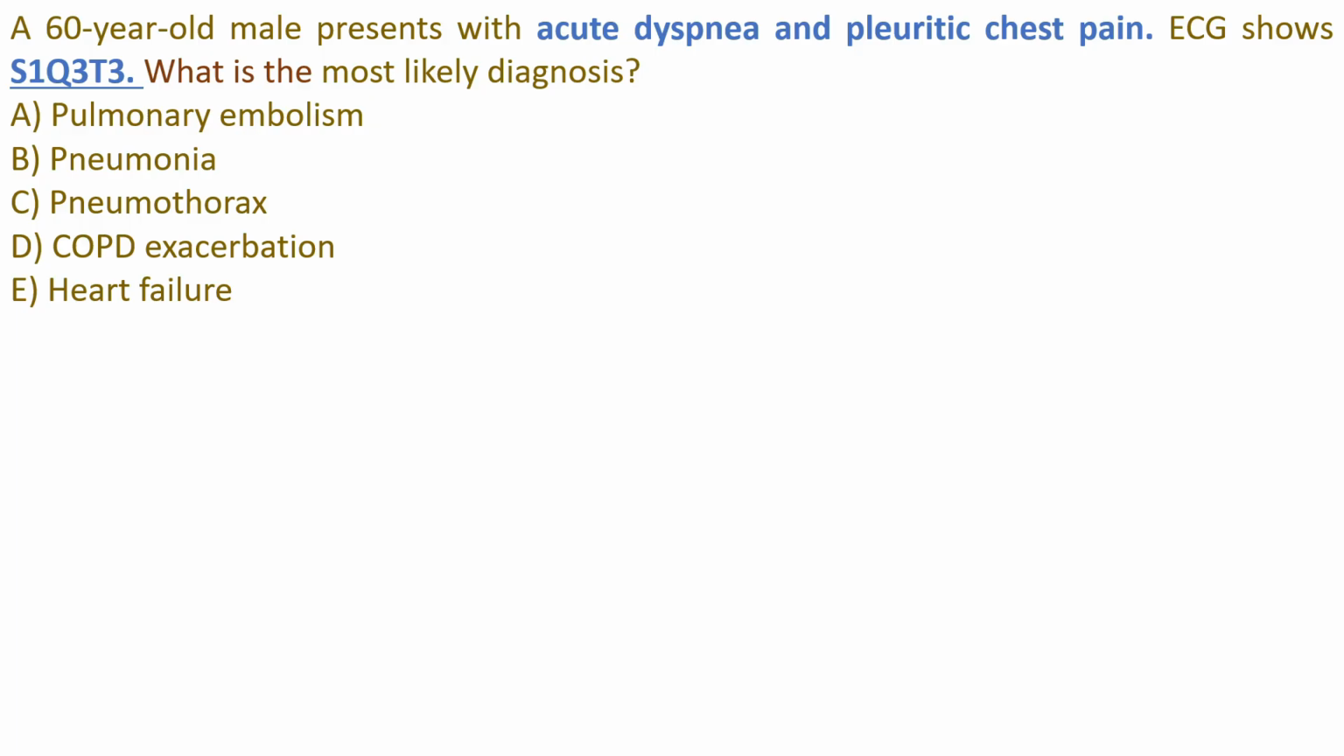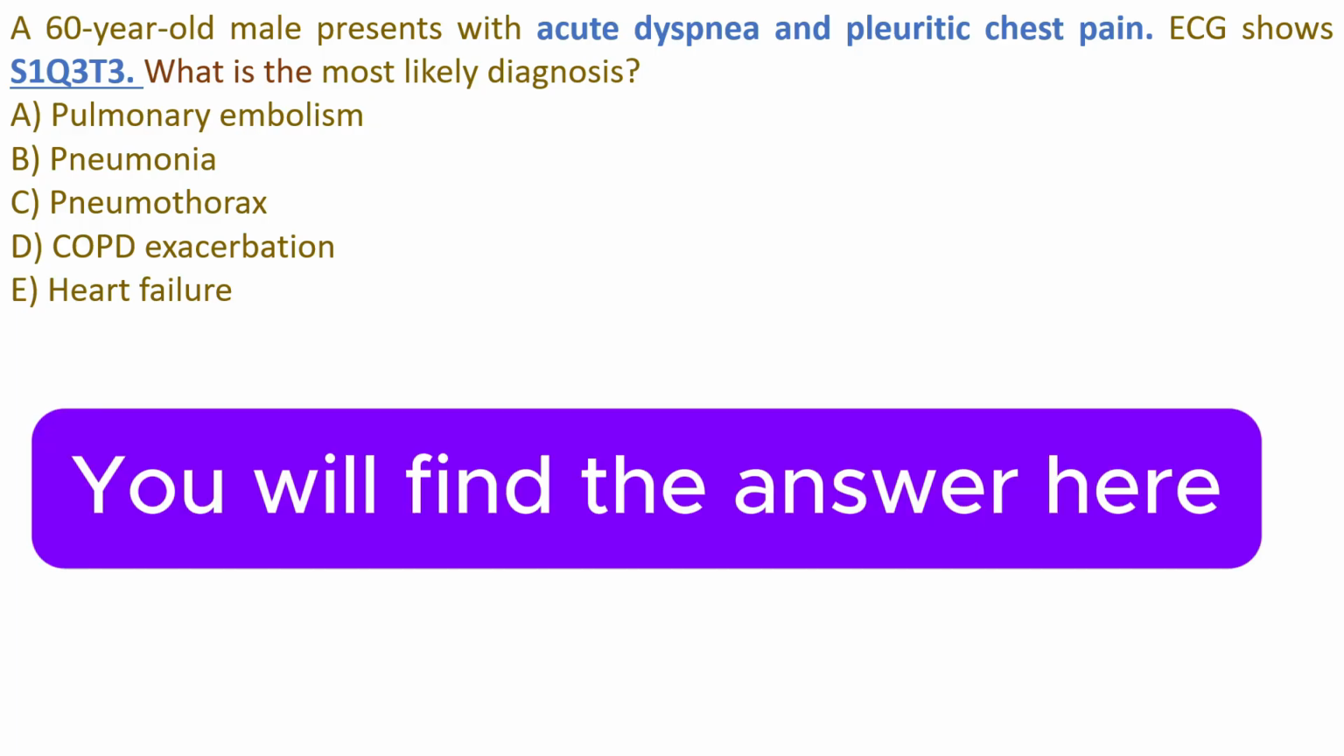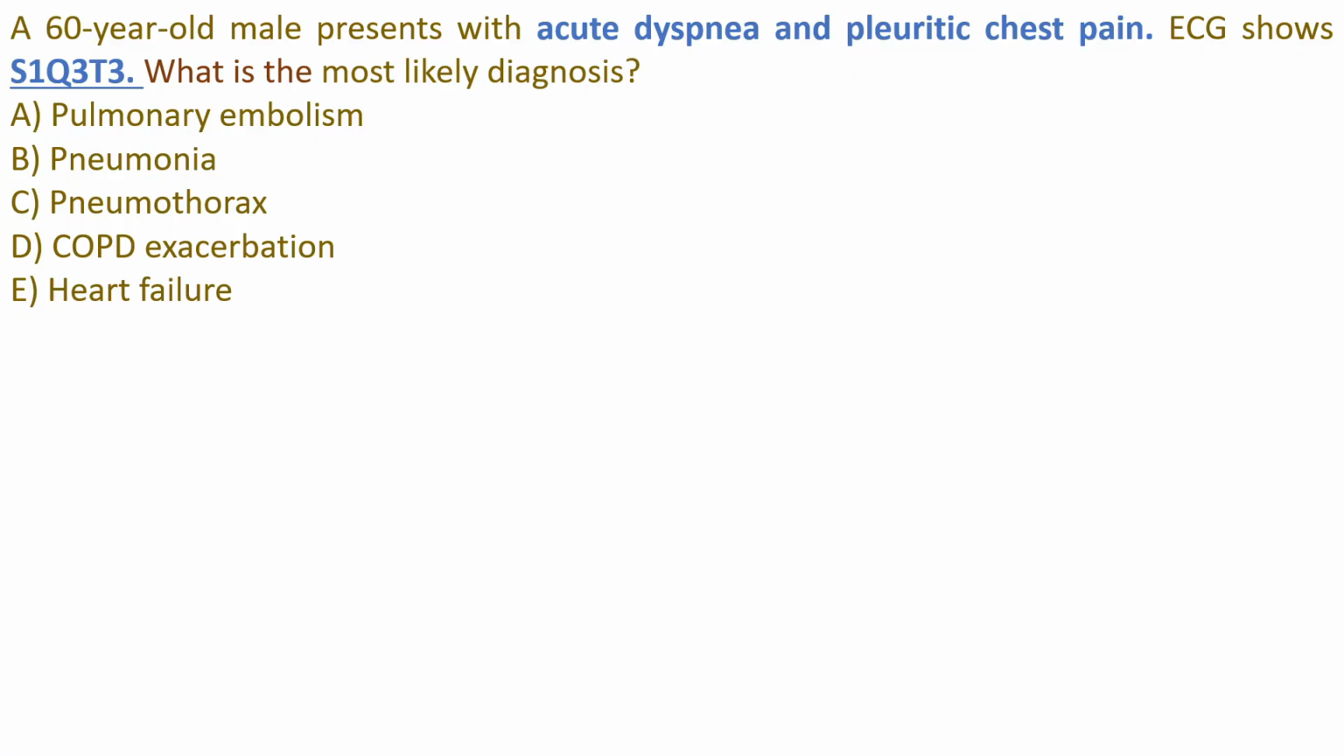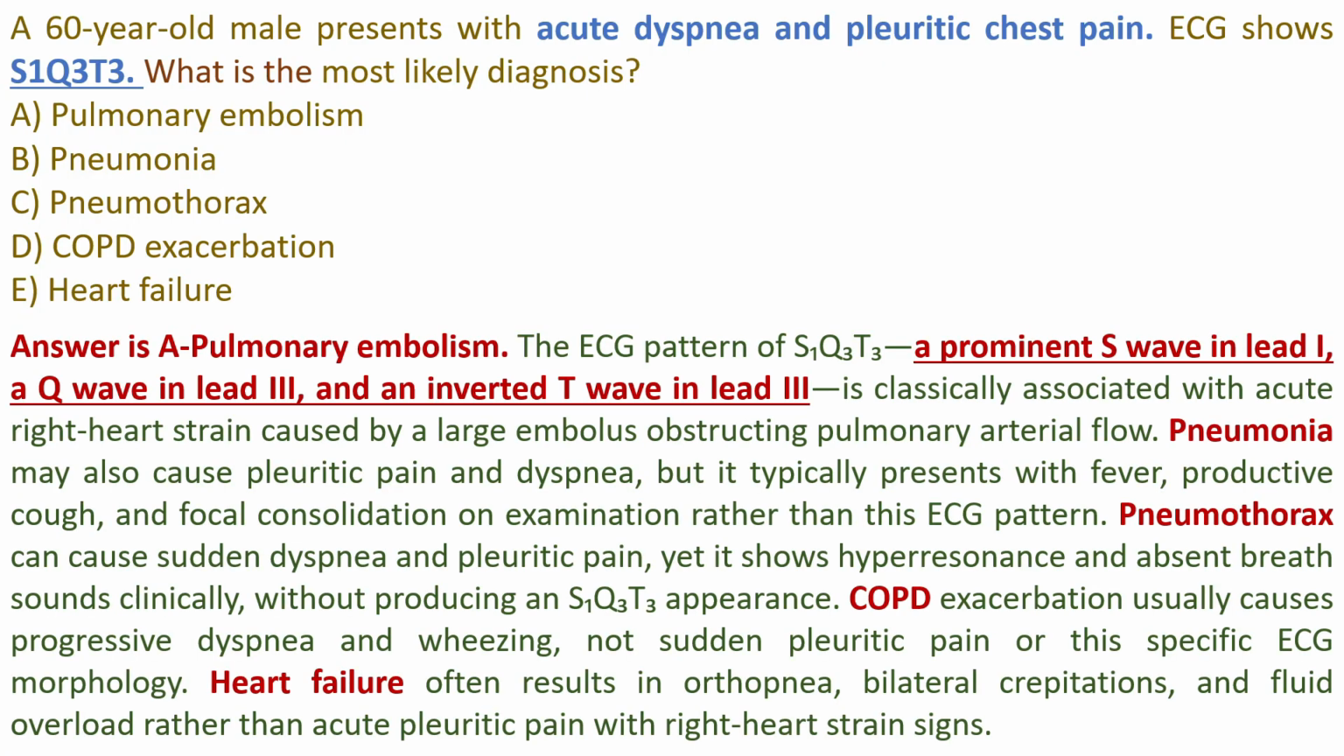A 60-year-old male presents with acute dyspnea and pleuritic chest pain. ECG shows S1, Q3, T3. What is the most likely diagnosis? A. Pulmonary embolism. B. Pneumonia. C. Pneumothorax. D. COPD exacerbation. Or E. Heart failure. The answer is A, pulmonary embolism.